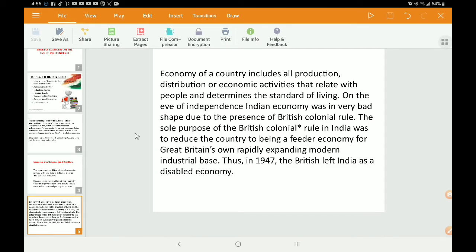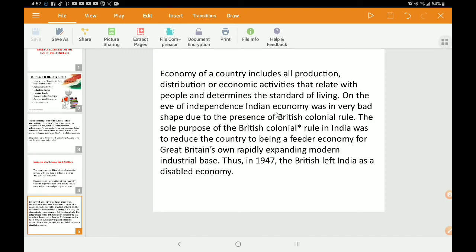In this PPT, you see that the economy of a country includes all production, distribution or economic activities that relate to people and determine the standard of living. For standard of living, it is very necessary for an economy to involve all the economic activities. You also know the three economic activities, that is primary, secondary and tertiary. These all combine to make our economy successful.